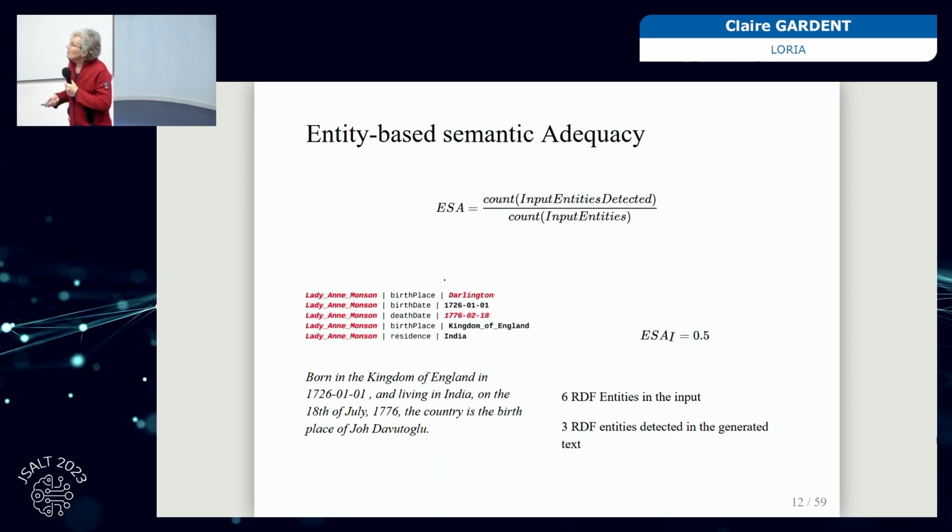Okay, so once we have this algorithm, we can compute what we call entity-based semantic adequacy, which is simply the proportion of entities in the graph which have no mention in the output text. So in the example we had before, we had 6 entities in the graph. 3 of them were mentioned in the generated text. So we have an entity-based semantic adequacy of 50%.